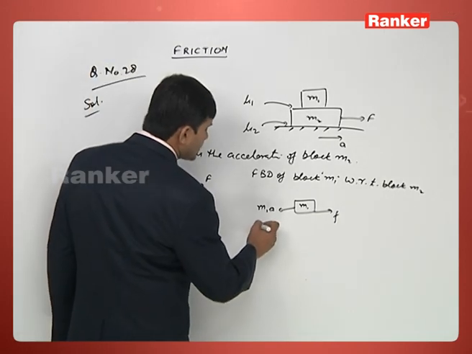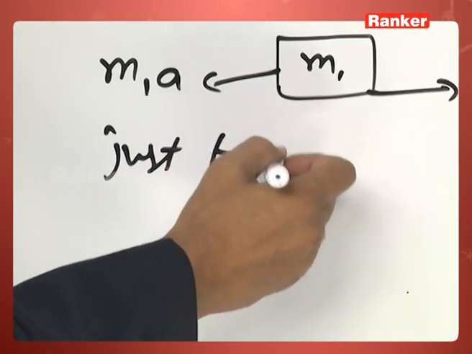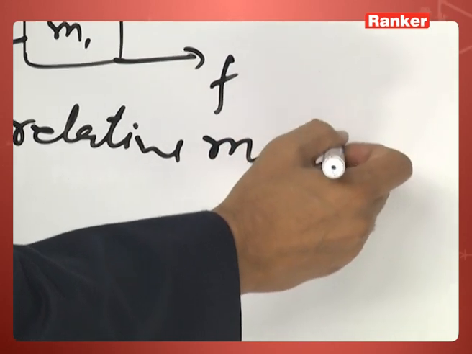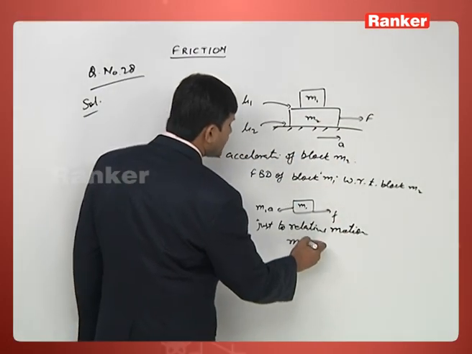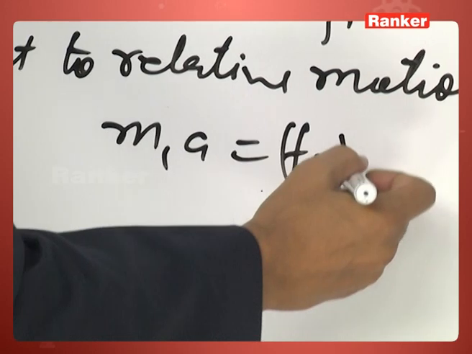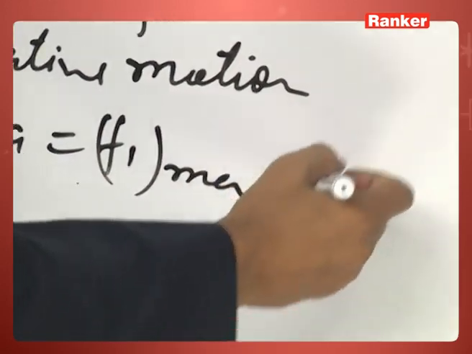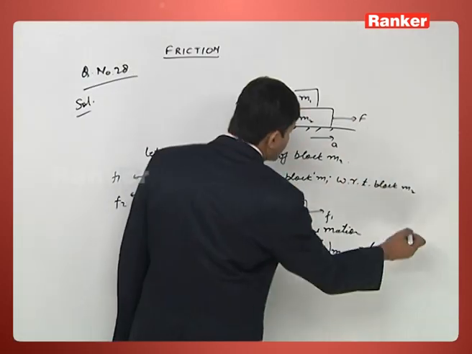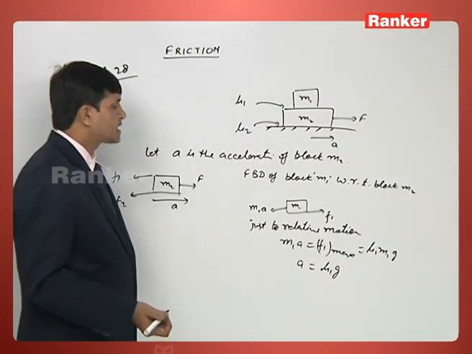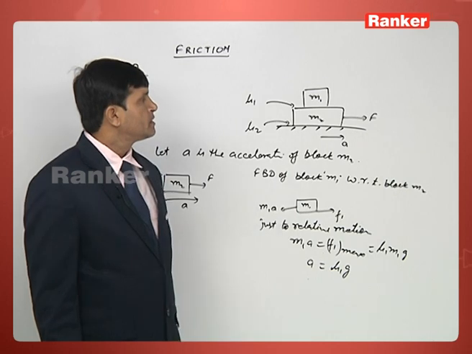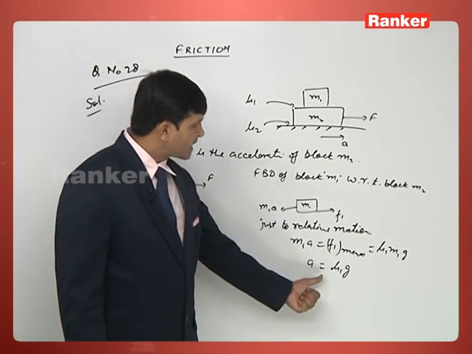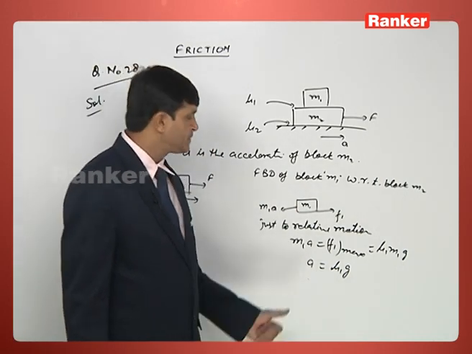So, just to start relative motion, M1A must be equal to F1, which we can say is F1 max, and this is nothing but mu1 M1 into g. So A must be equal to mu1 g. It means relative motion starts when the force on block M2 is such that it starts accelerating with acceleration mu1 into g.